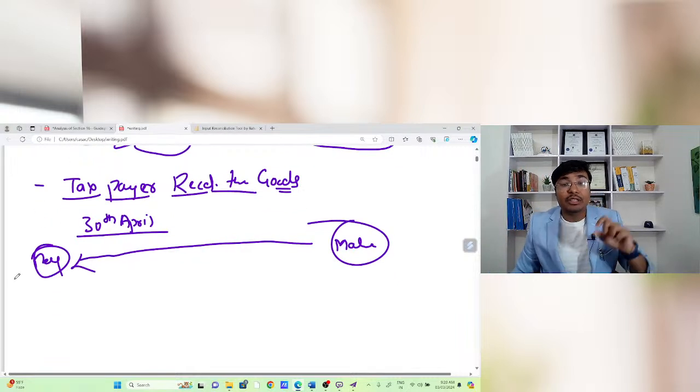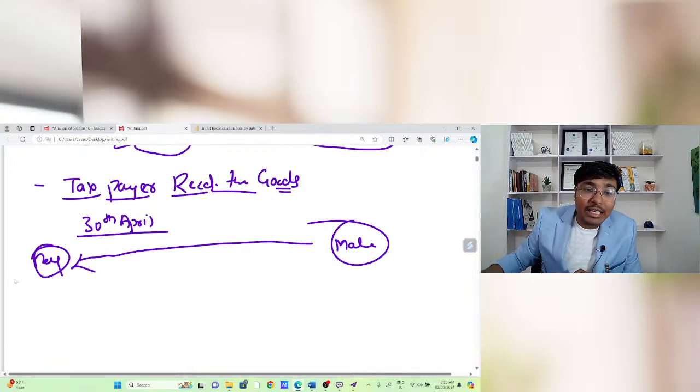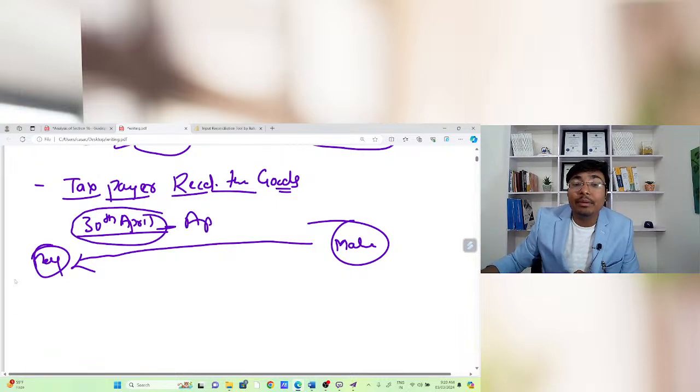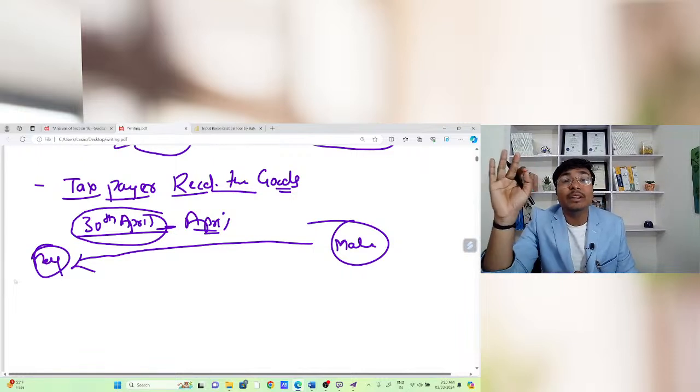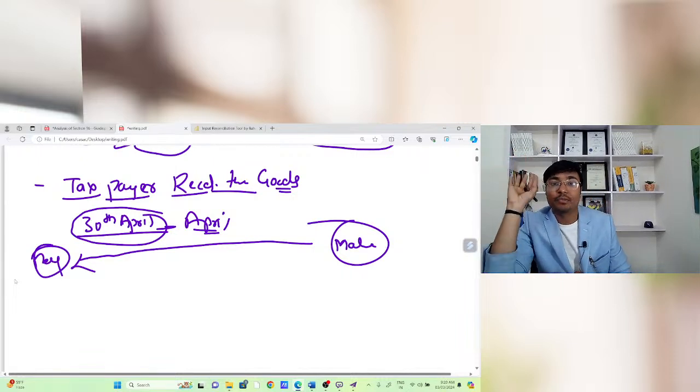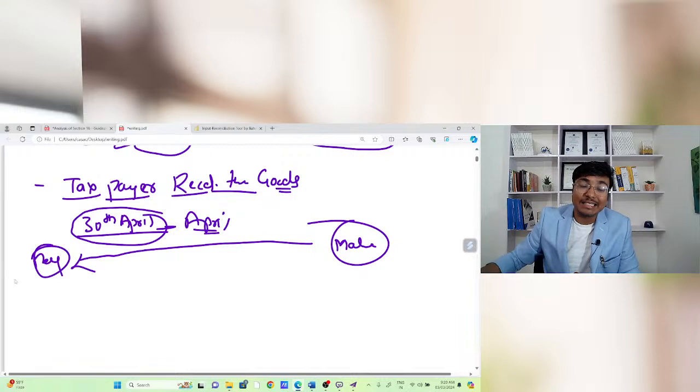Okay, now suppose when the client checks GSTR 2B, at that time the input will be shown in the April month, although the goods have not been received by the client because of the distance.